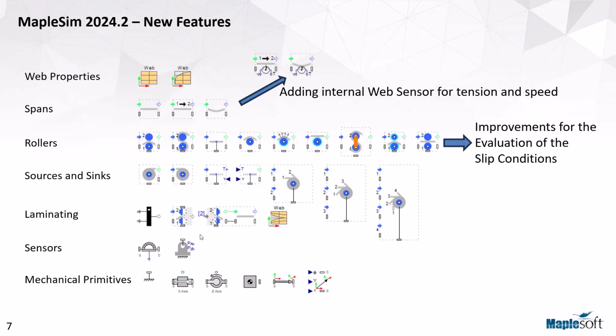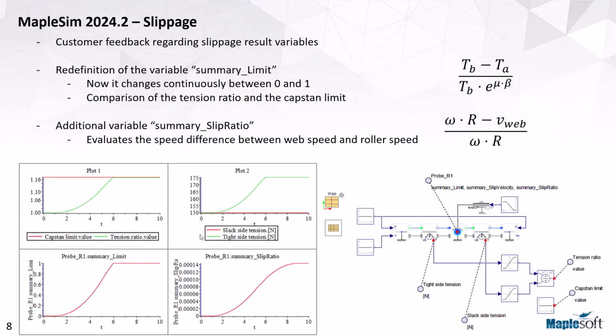Then there are some improvements for the evaluation of slip conditions, and I want to talk about that in the next slide. We got some customer feedback regarding our, how can I say it, our evaluation variables regarding slippage. We consider slippage based on the Capstan equation in our rollers.